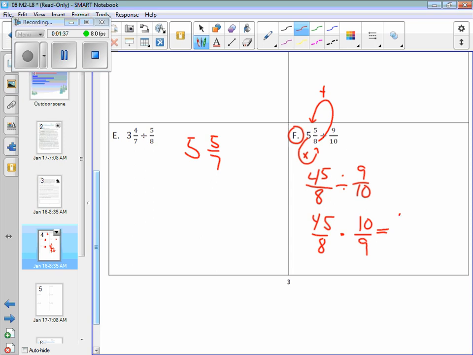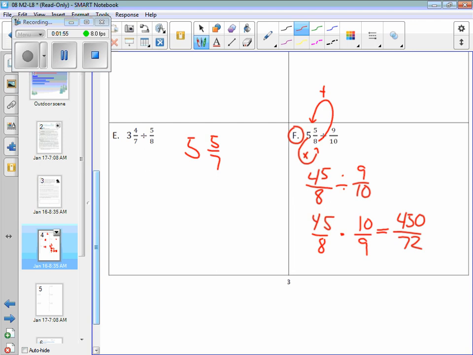is to multiply through. And you get 450 over 72. It's a big ugly fraction. We're going to change it back into a mixed number. So if you got at least this far, it's another 2 points.